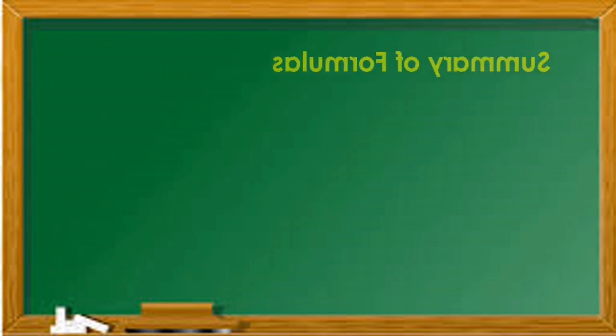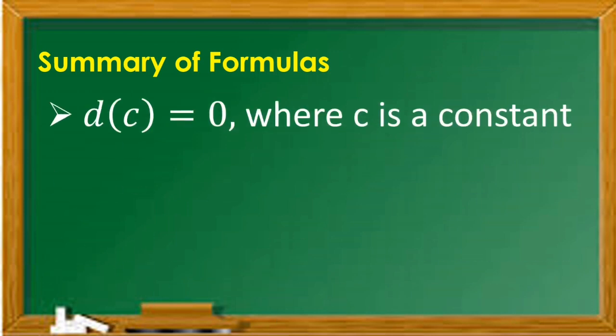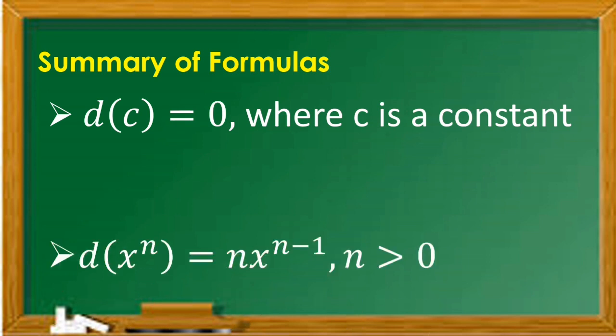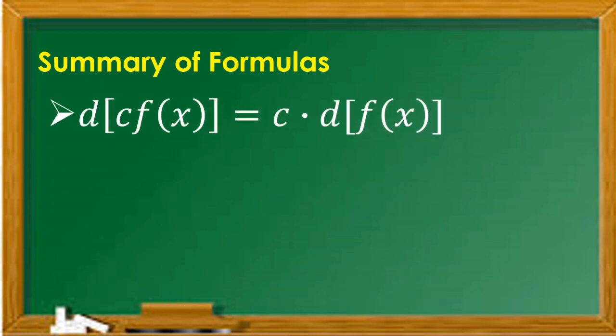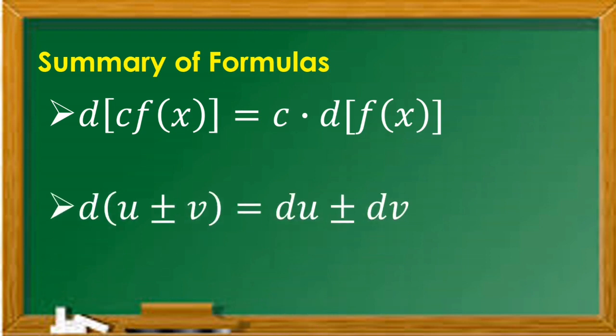Now let us summarize the formulas that we have discussed. First, the derivative of a constant is 0. Another, we have the derivative of x raised to n equals n times x raised to n minus 1, provided n is greater than 0. Another, the derivative of c times f of x equals c times the derivative of f of x. And the last one, the derivative of u plus or minus v equals du plus or minus dv.